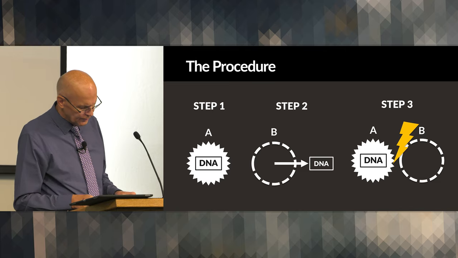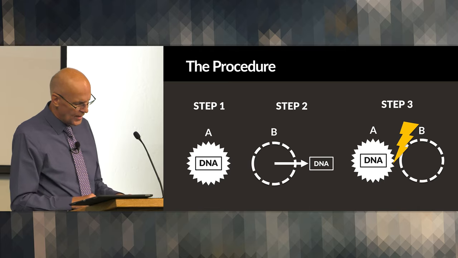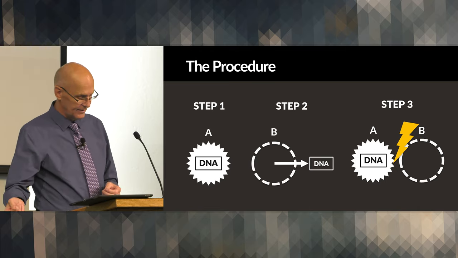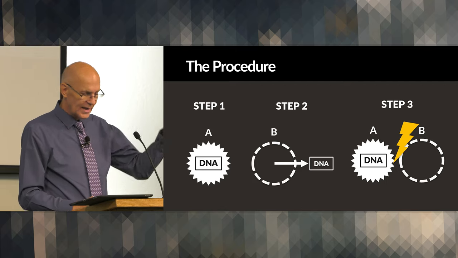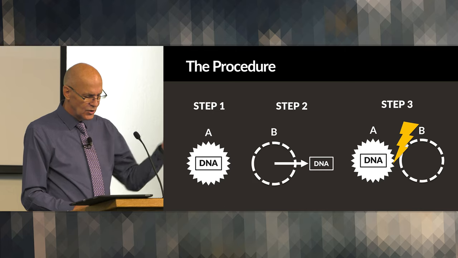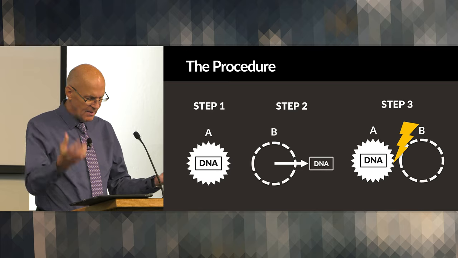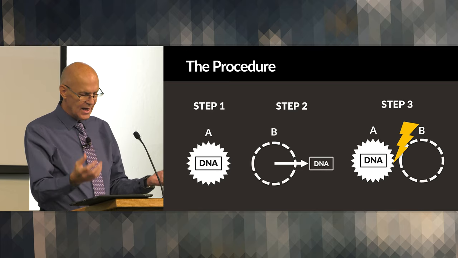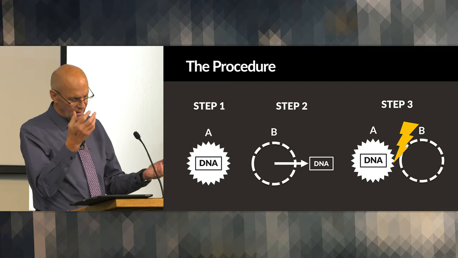Step number two, he took an egg cell from another ewe and removed its nucleus, including its DNA. So what he had was one cell with its code intact, but in neutral. And he had another cell that was emptied of its code, but still had all the mechanisms left to power the growth and development of a code.